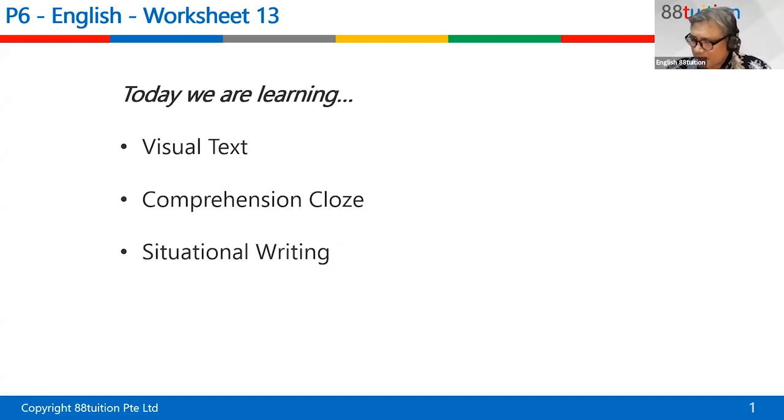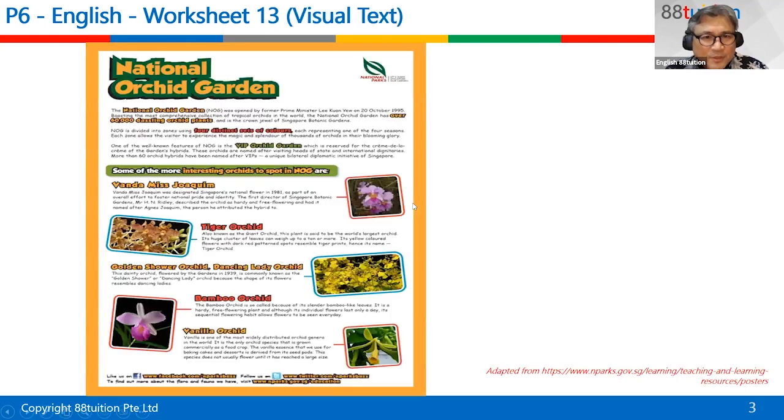I think visual text has always been very interesting to me because it's got all different kinds of sections. So remember to always look through the sections before you try the questions. Or else sometimes you can get lost, right? Orientate yourself to the picture, the graphic first. Okay, so let's try a little bit of that. So this is the National Orchid Garden.